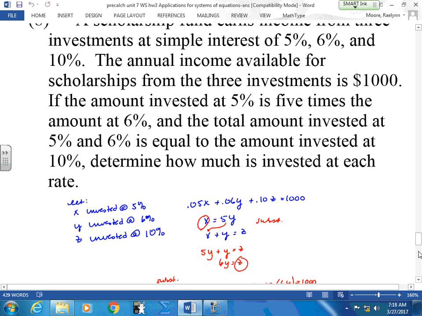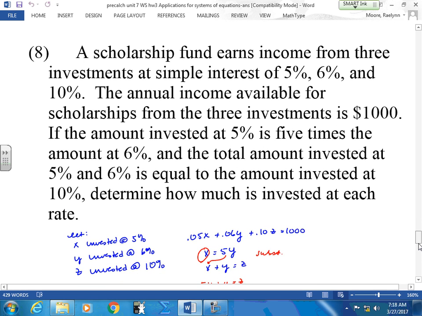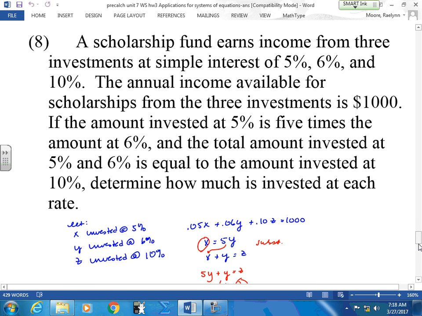A scholarship fund earns income from 3 investments. So we've got 3 investments. I called them X, Y, and Z. Go to your let statement. X, Y, and Z at 5%, at 6%, at 10%. The annual income available for the scholarships from the 3 investments is $1,000.